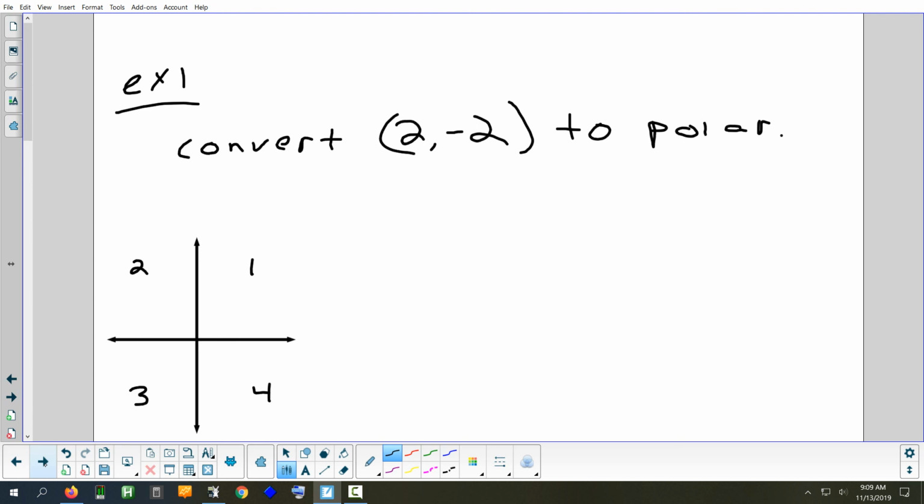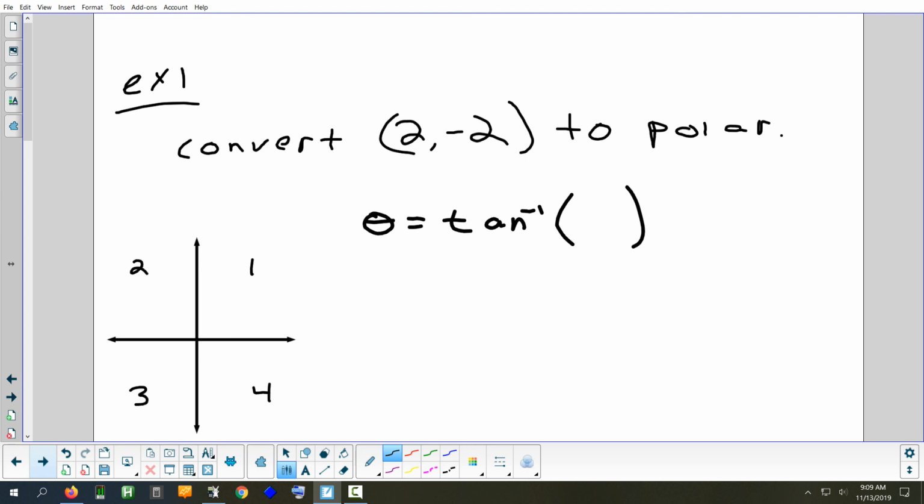Okay, so (2, -2). Megan, can you tell me first what quadrant (2, -2) is in? 4. It's in quadrant 4. Now that we know that, we should be able to figure out the formula for theta. Gabe, can you tell me what is the formula to find theta if I'm in the 4th quadrant? Theta would be the inverse tangent over x.